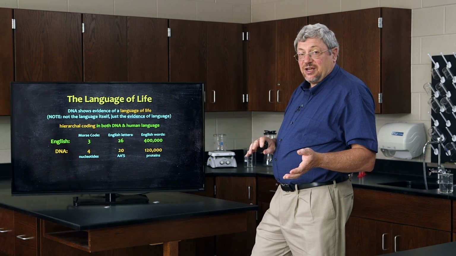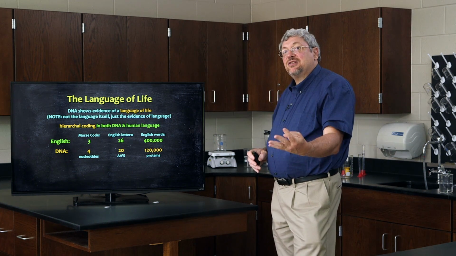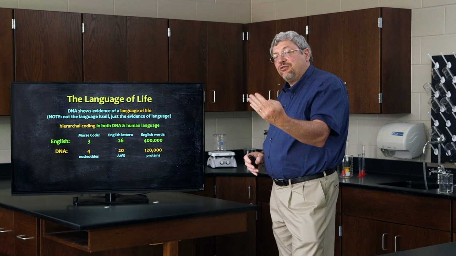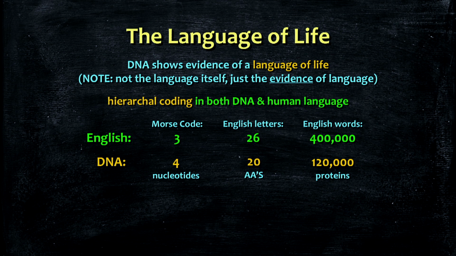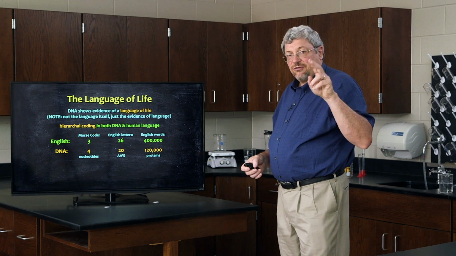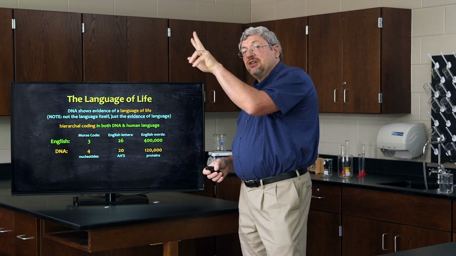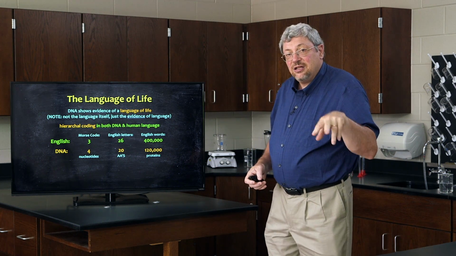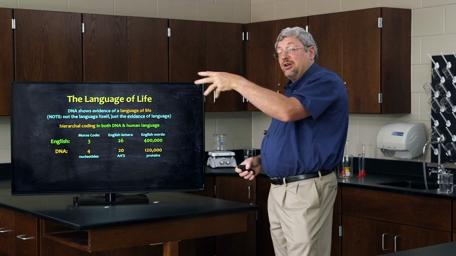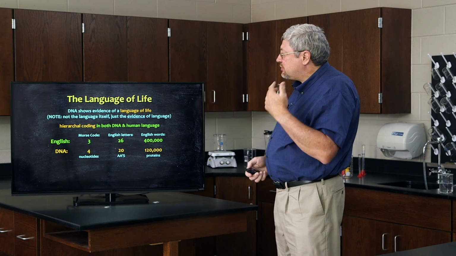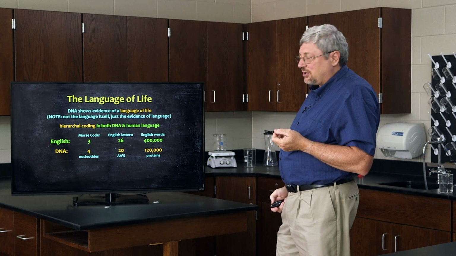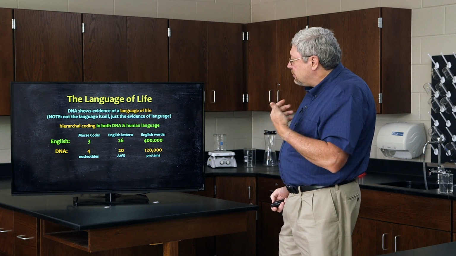DNA is analogous to that. There are only 4 nucleotides that you have to choose from with DNA, but the 4 nucleotides can code for 20 amino acids. The 20 amino acids can code for something in excess of 120,000 proteins in at least the human body. So this is very similar hierarchical coding. For English it's 3 to 26 to 400,000. For DNA, it's 4 to 20 to 120,000. Very similar coding, suggesting maybe DNA is actually part of a language, just like Morse code would be part of a language.